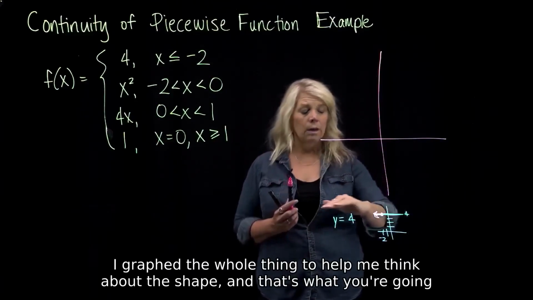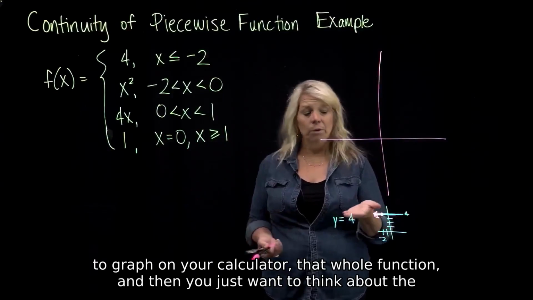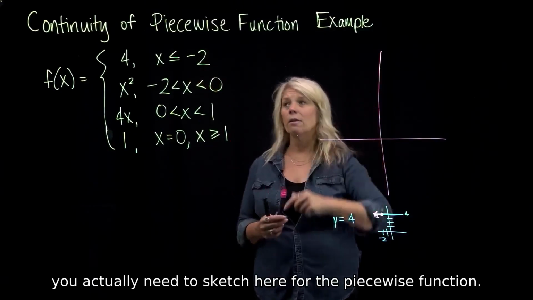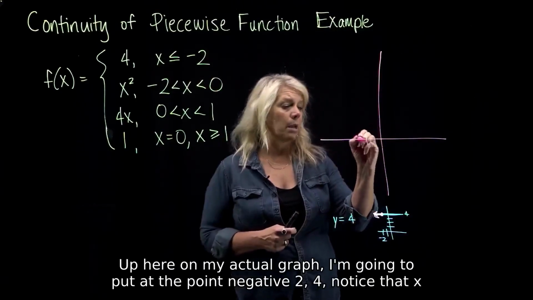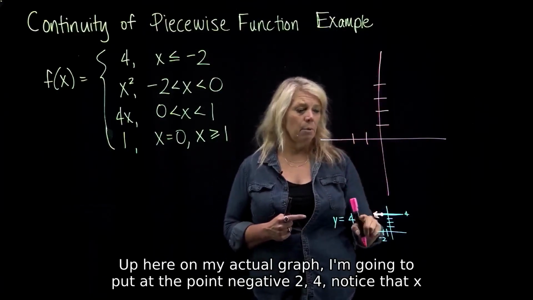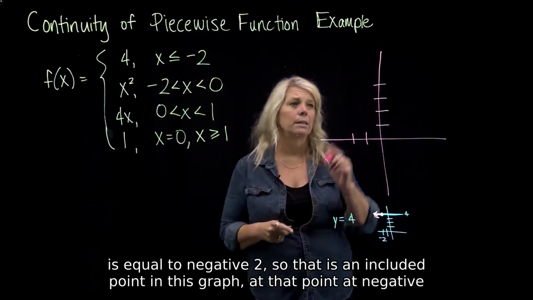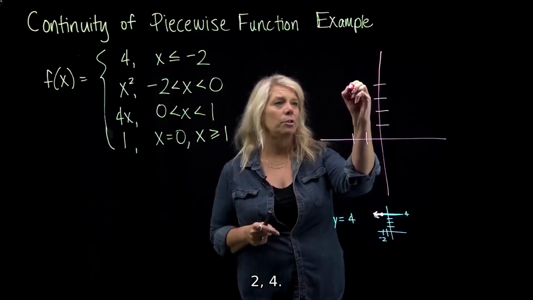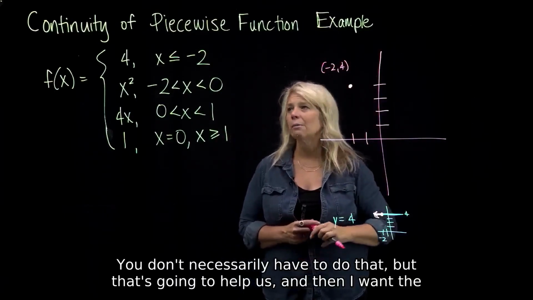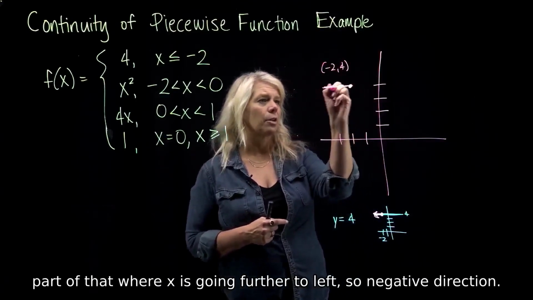I graphed the whole thing to help me think about the shape. And that's what you're going to graph on your calculator, that whole function. And then you just want to think about the part of it that you actually need to sketch here for the piecewise function. All right, so up here on my actual graph, I'm going to put at the point -2, 4. Notice that x is equal to -2, so that is an included point in this graph. At that point at -2, 4, I'm going to go ahead and label those coordinates. You don't necessarily have to do that, but that's going to help us. And then I want the part of that where x is going further to the left, so the negative direction.